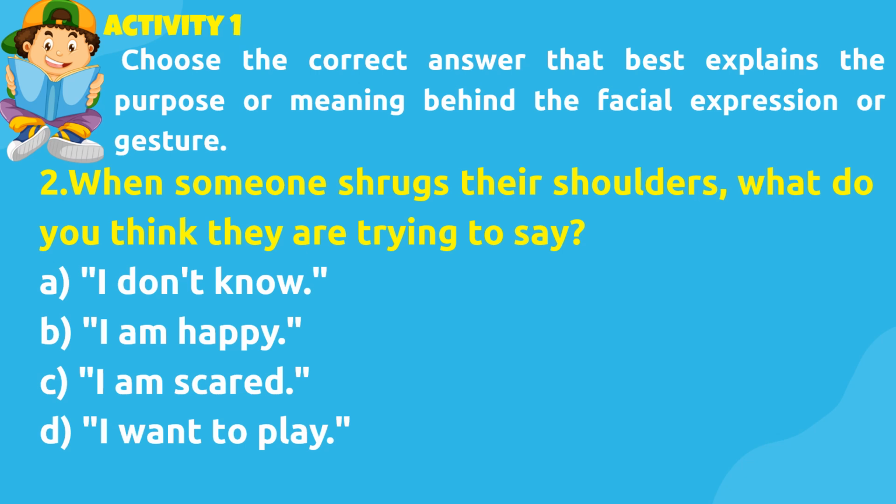And number 2, when someone shrugs their shoulders, what do you think they are trying to say? Letter A, I don't know. Letter B, I'm happy. Letter C, I'm scared. And letter D, I want to play. Okay? The correct answer is letter A. So it signifies that I don't know or you don't know.